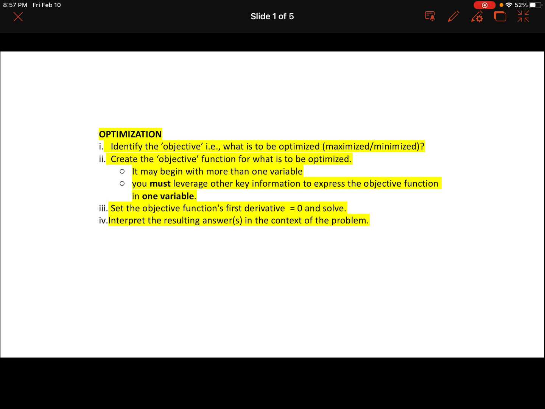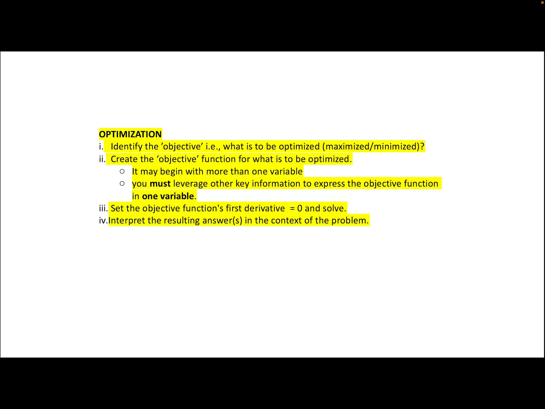Other times we'll have an objective function that we create, but it'll have two variables in it, and we'll have to somehow find a way, with other information in the question, to distill it down so that we have just one variable. Because ultimately what we want to find is when the objective function's first derivative is equal to 0. And those of you taking high school calculus know that we are only able to do derivatives when there's one variable, typically x or w or whatever the variable of differentiation is. You'll see what I mean by this in the coming example.